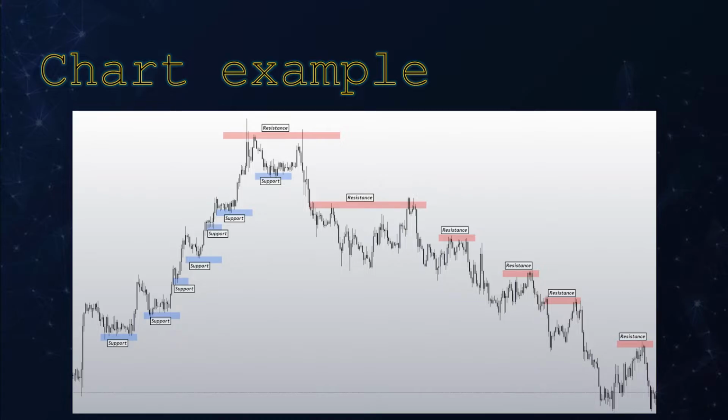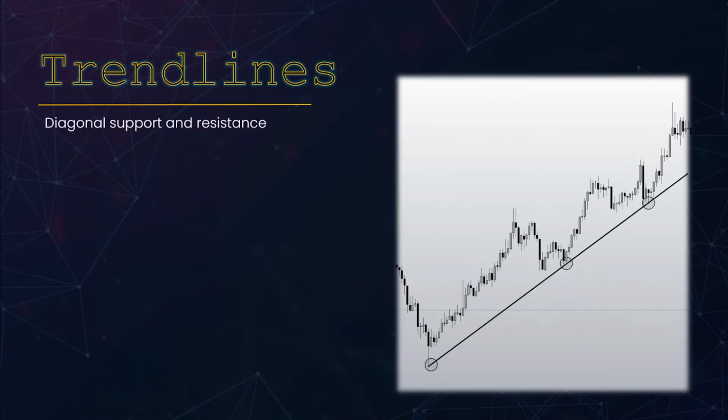Okay, let's continue. Trend lines. First of all, a trend line is a diagonal form of support and resistance. It's used to show the direction of the trend and it also supports it. Using them makes it easier for you to spot if the trend is bullish or bearish. To draw a trend line, you connect the price points with a line.